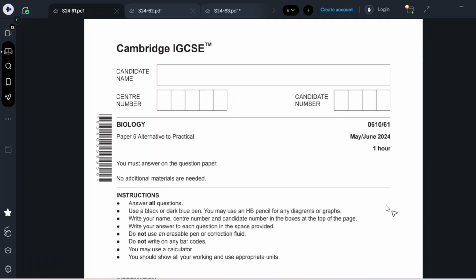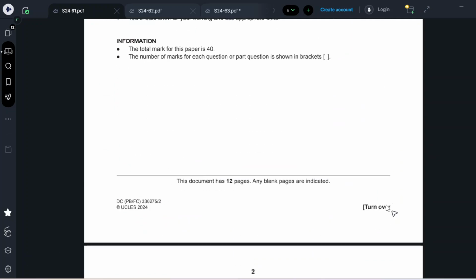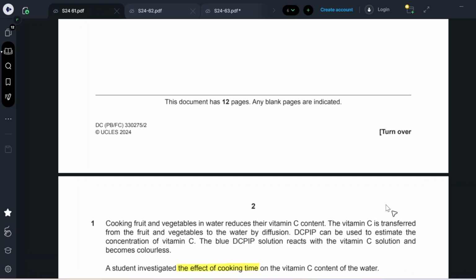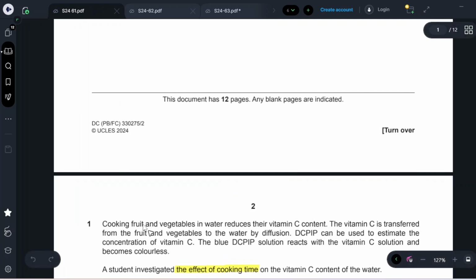June 24, variant 1. As usual, we're going to read the question step by step. Cooking fruits and vegetables in water reduces their vitamin C content. The vitamin C is transferred from the fruits and the vegetables to the water by diffusion. DCPIP can be used to estimate the concentration of vitamin C.